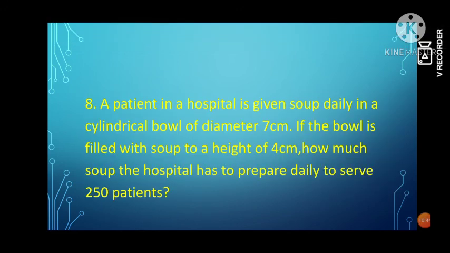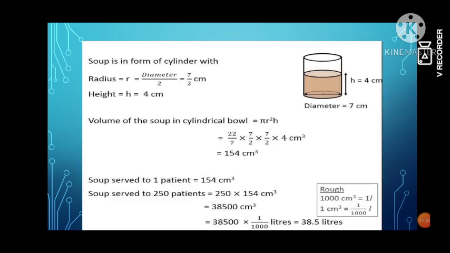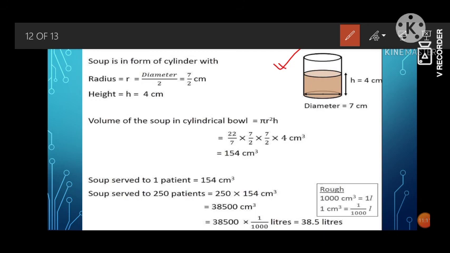Now the last question is question number 8, which says a patient in a hospital is given soup daily in a cylindrical bowl of diameter 7 centimeter and the bowl is filled with soup to a height of 4 centimeter. How much soup does the hospital have to prepare daily to serve 250 patients? Now you can see the cylindrical bowl is given and the soup is filled till the height of 4 centimeter.